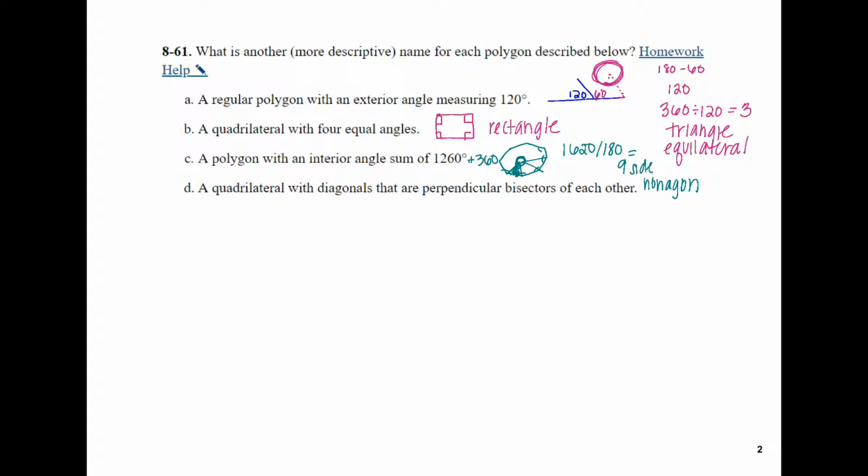Letter D says a quadrilateral with diagonals that are perpendicular bisectors of each other. So if we are talking about a quadrilateral, we're talking about a 4-sided shape. It says that the diagonals are perpendicular bisectors of each other, so they intersect each other at 90 degrees. So I know that this shape is a rhombus.